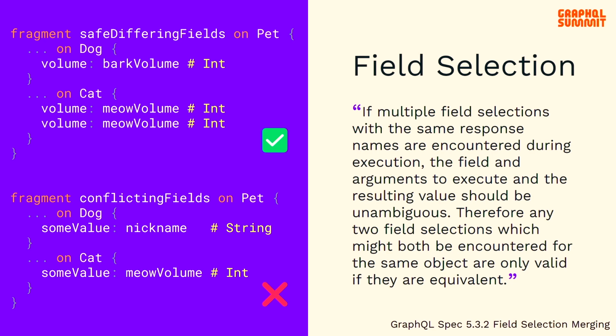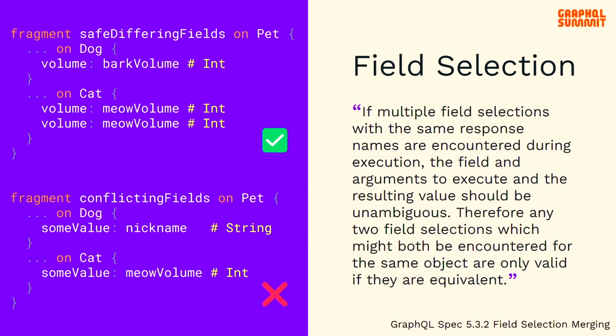We can't have them both occur at the same time. And because both bark volume and meow volume are of type int as a leaf type, they can also be merged together because they have the same arguments and the same outcome values. In contrast, in the bottom example, the conflicting fields, some value might be a string or an integer, and that's an ambiguous response from the server. It could be a string in some cases, it could be an integer in another case, so the spec says this is disallowed.